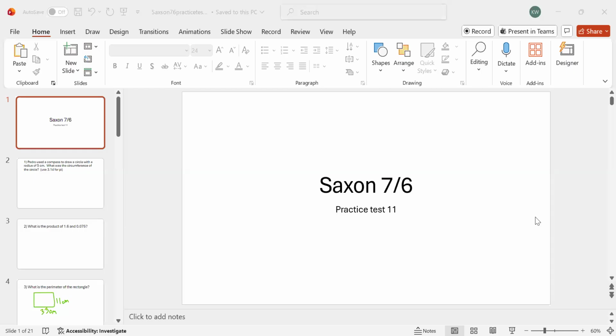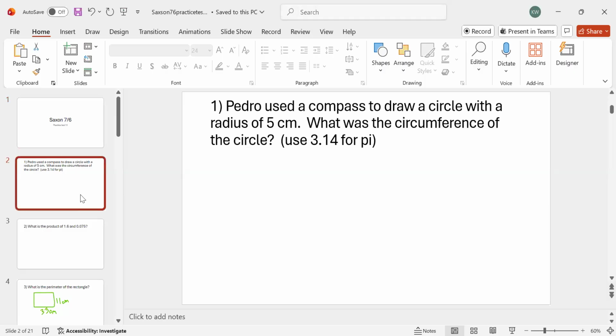Hello, let's practice for test 11. I will be modeling how to do things with writing the problems as well as showing a little bit with the calculator and the talker. So let's jump right in with number one.